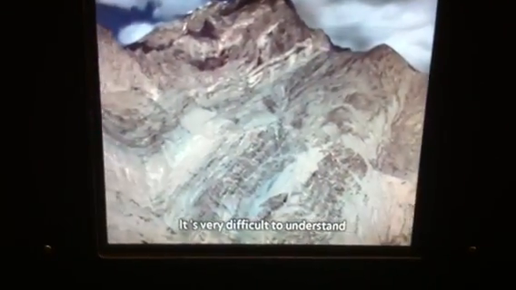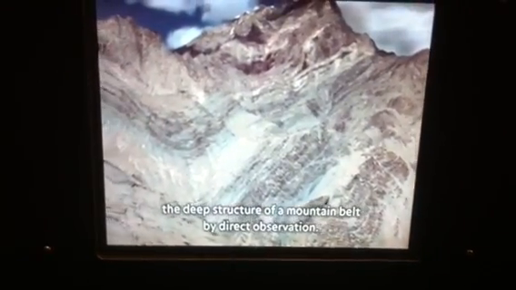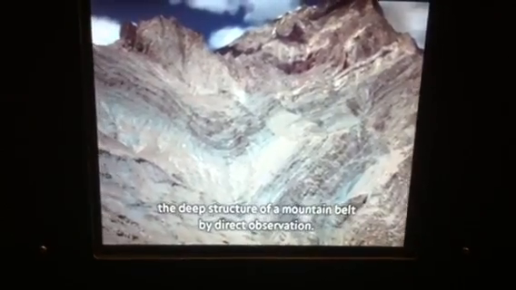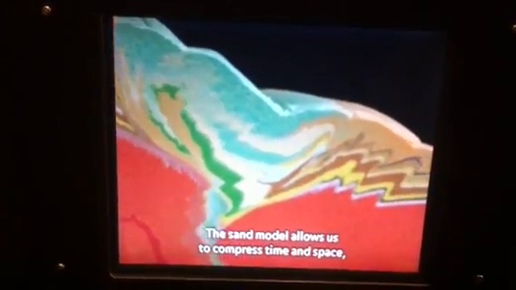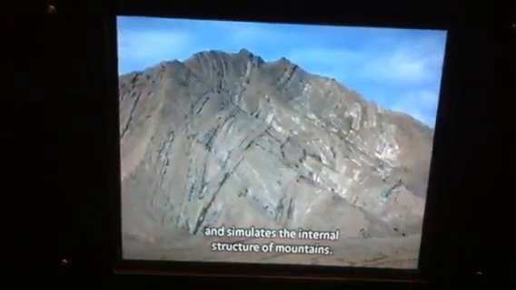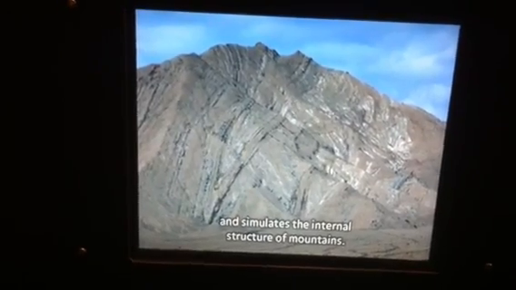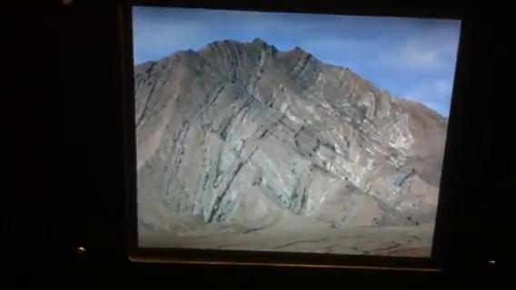It's very difficult to precisely understand the deep structure of a mountain belt by direct observation. The sand model allows us to compress time and space and simulates the internal structure of mountains.